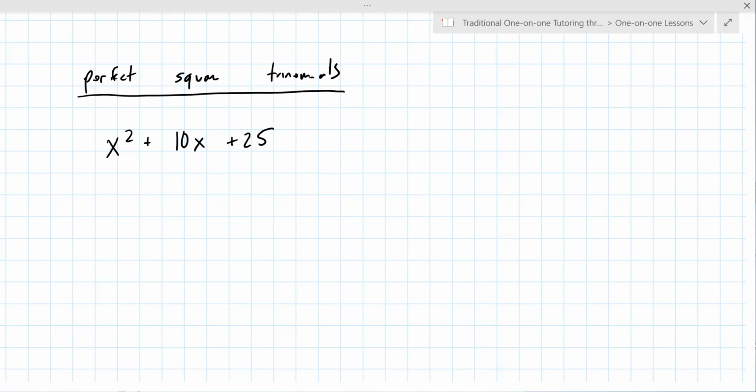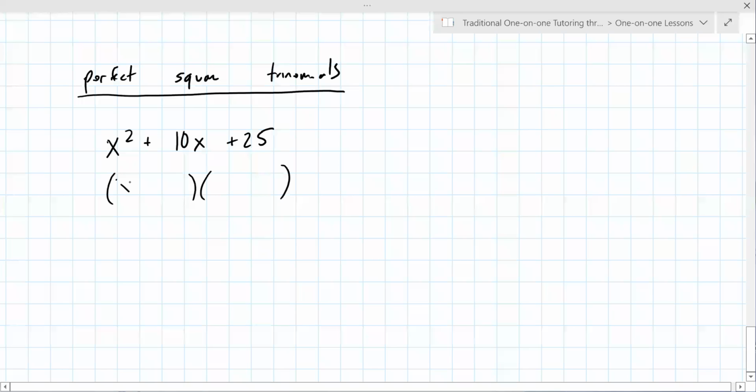Because the first two both have x and the last two both have 5. Okay, we're kind of on the right direction. Give me the two numbers that multiply to 25 but add up to 10. 5 and 5. So this would be x plus 5, and these are the same. So the way that you would write this is x plus 5 squared.